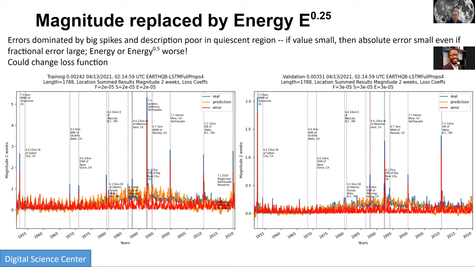And here we show what happens when you use energy to the quarter, which is less extreme than energy, because this is a general point. When you're looking at variables, if your variables are very spread out, you see, you look at these plots here, they're very spread out. Here are the quiescent values. They're all around here, low in the plot.